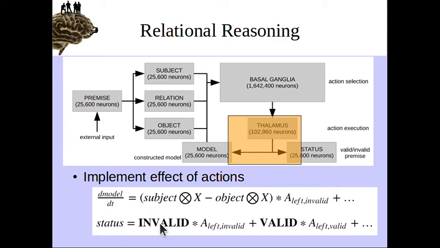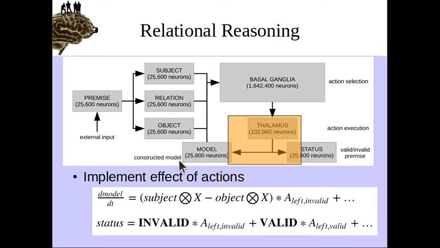It's just the vector for invalid times, that shouldn't be circular convolution, that's just multiply, times this particular vector that is 1 if that's been chosen, otherwise 0, plus valid times this, plus, and one of those terms for every single action in the system. That's going to be a function where if I give it a whole bunch of zeros and a single 1, the status will be what I want.